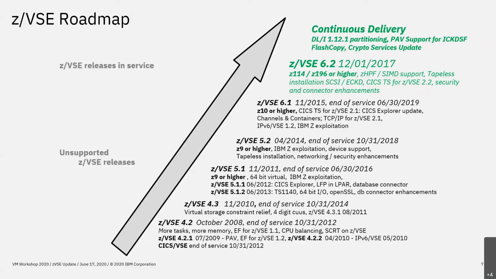Let's continue with the VSE roadmap, as already shown by René. VSE 6.1 is out of service since end of June 2019. So VSE 6.2, which is available since December 2017, is the only release in service. Today we have the continuous delivery model, which means that we provide new functionality via PDF. Up to now, we shipped DL1 partitioning, PAF support for ACK DSF flash copy, and crypto services.